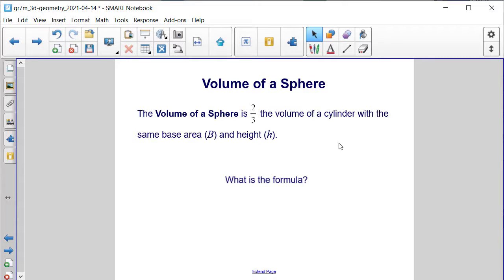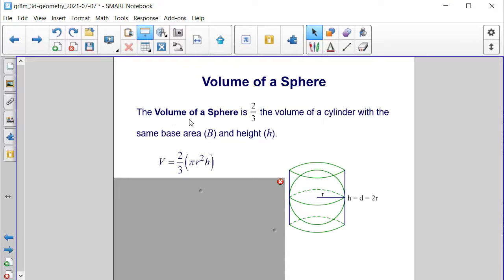If you remember from an earlier video, we saw that 3 cones were used to make the volume of a cylinder, and 2 of those cones made the volume of the sphere, and that's how we get the 2/3 times the volume of the cylinder. So take a moment to pause this video to think about the formula, and when you're done and ready for it, unpause it. Well, since the volume of a sphere is 2/3 the volume of a cylinder with the same base area and same height, we can write a formula for the volume of the sphere.